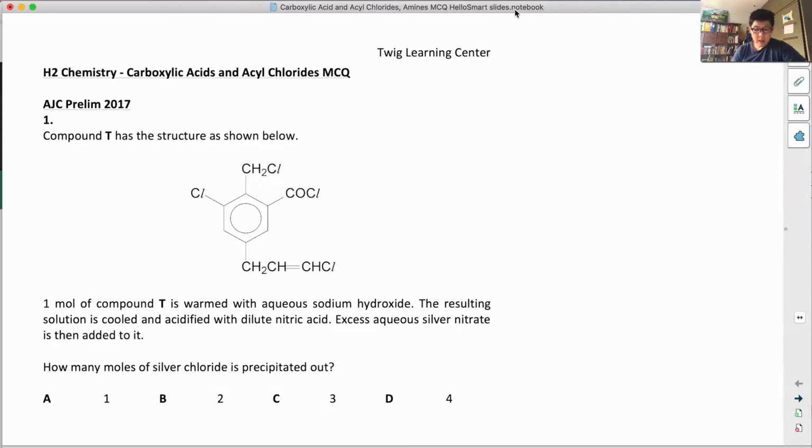Okay, hi everyone. Today we're going to go through the solution for carboxylic acid and its derivatives. All right, let's look at the first question. This is compound T.